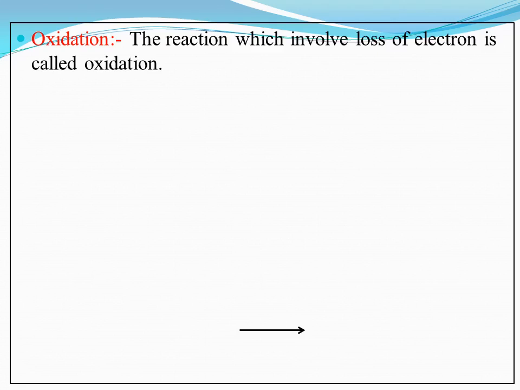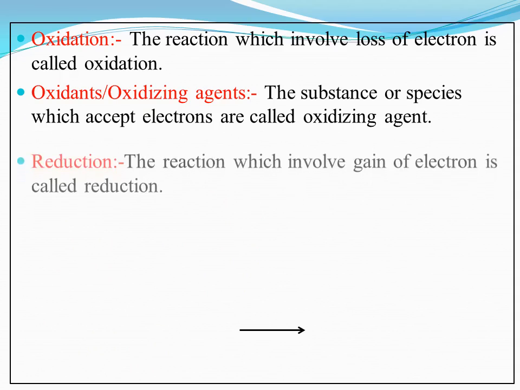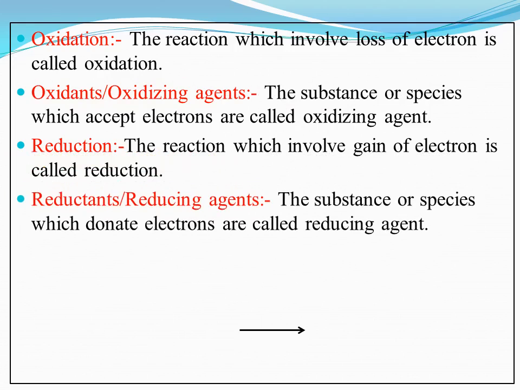Now let us see a few more terms in this chapter on the basis of electron transfer. First, oxidation. The reaction which involves loss of electrons is called oxidation. Next, oxidants or oxidizing agents. The substance or species which accepts electrons is called an oxidizing agent. Next, reduction. The reaction which involves gain of electrons is called reduction. Next, reductants or reducing agents. The substance or species which donates electrons is called a reducing agent.